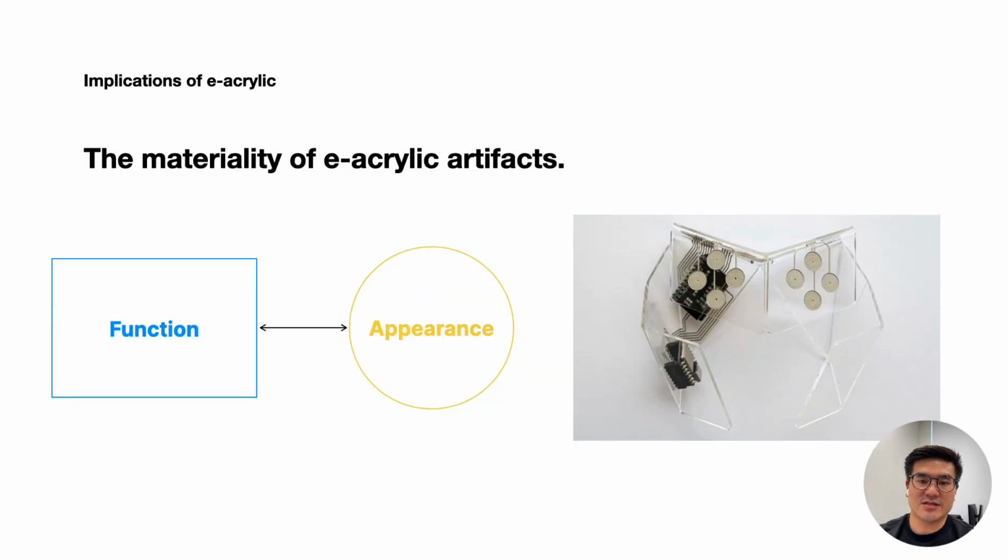Another implication is the unique material quality of E-Acrylic, which designers need to think about. As shown in the game controller earlier, E-Acrylic requires designers to care about not only the functional layout of the circuits, but also how the circuit presents itself when it's placed on the acrylic. We believe this shift in how we perceive circuits will make designers more mindful of how everything fits together in interactive artifacts made with E-Acrylic. And that will open up even more avenues of expression in physical computing with E-Acrylic.